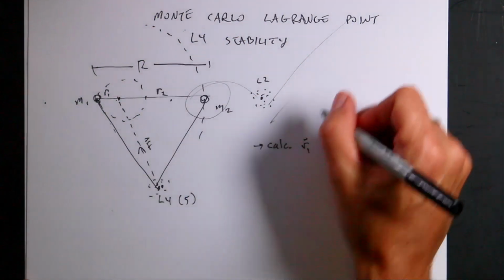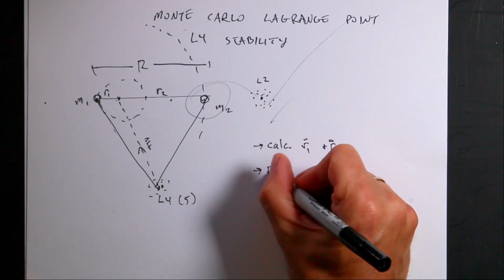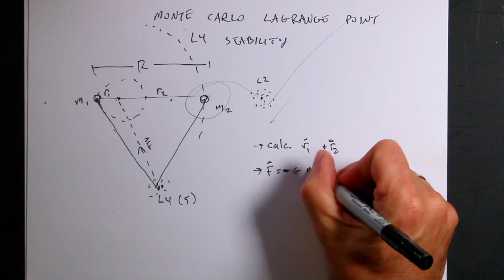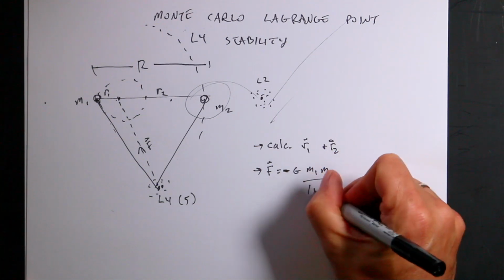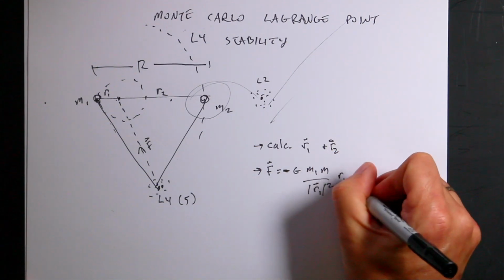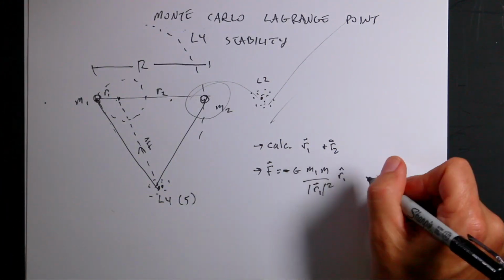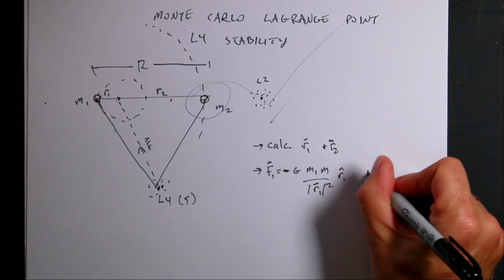I need that because next I need to calculate the gravitational force. It's going to be equal to negative G m1 m over r1 squared r1 hat. So I need that vector so I can calculate the vector force. And then I need to do that for both forces, F2.